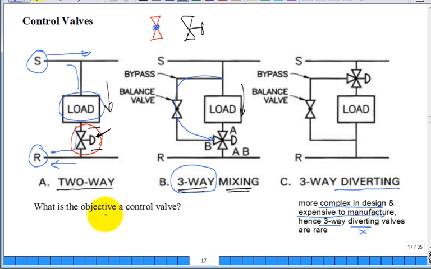What's the objective of a control valve? Limit the flow. Control the flow rate through the device that you want to control the flow rate.